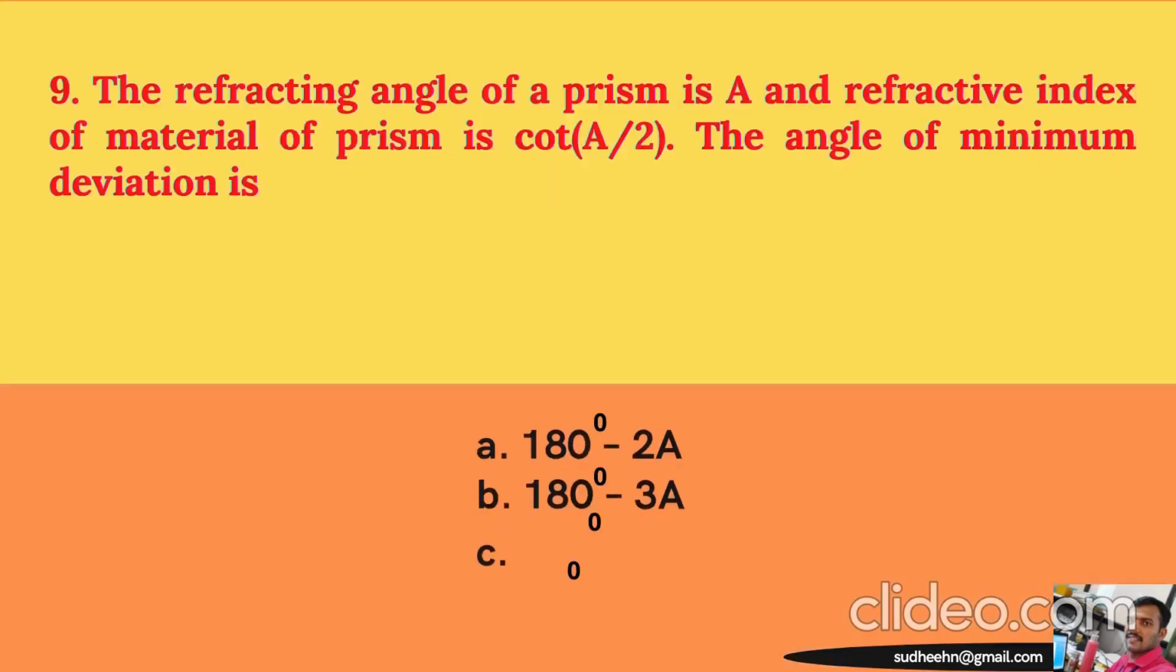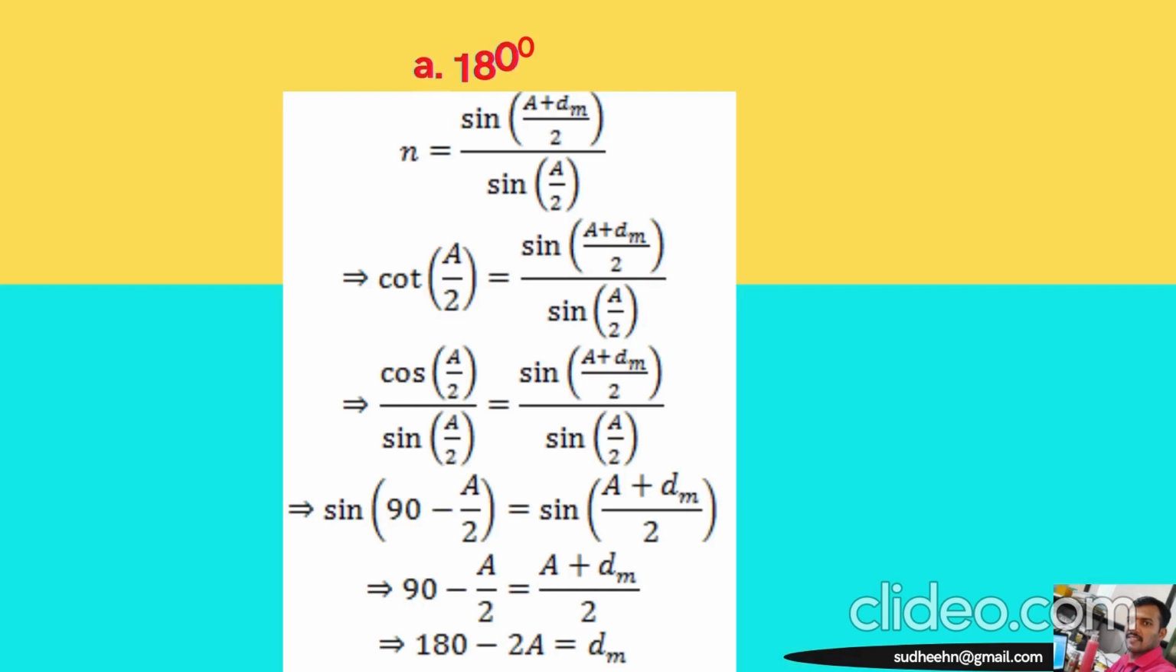Next, question number 9. The refracting angle of a prism is A and the refractive index of the material of prism is cot of A by 2. The angle of minimum deviation is, the options are option A 180 degree minus 2A, option B 180 degree minus 3A, option C 180 degree plus 2A, or option D 90 degree minus A. And the right answer is option A, that is 180 degree minus 2A.